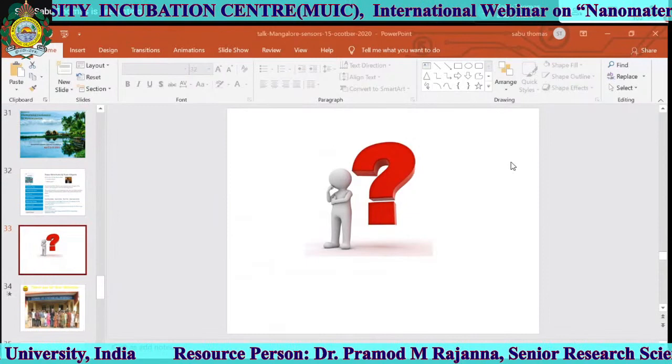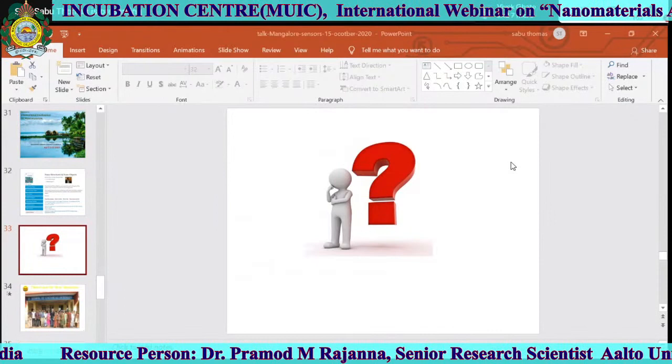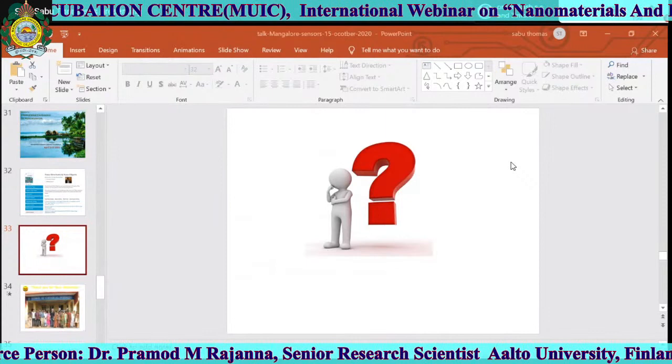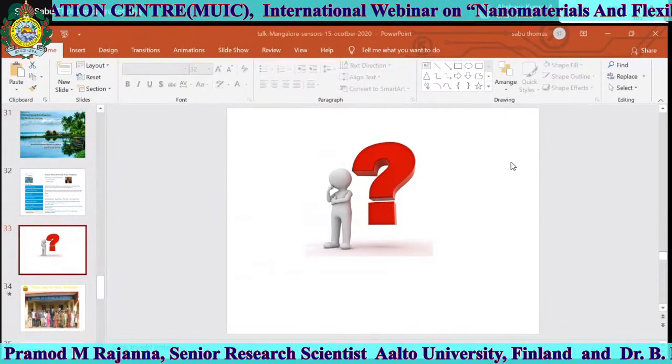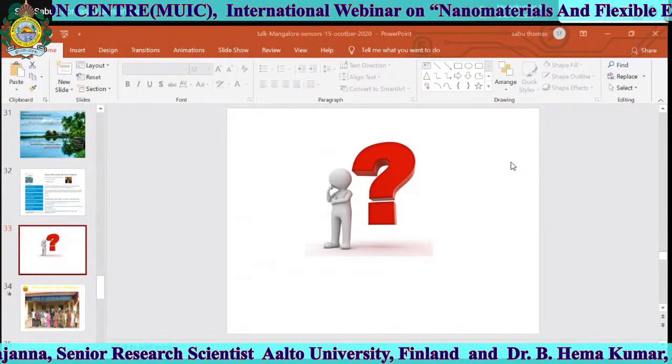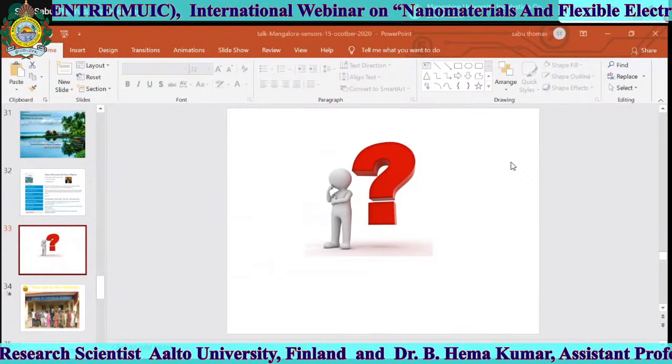We made use of a solution casting process. We made use of the latex compounding technique. We also made use of freeze drying and mechanical mixing. So we are really interested in working on this topic, for developing a variety of materials. So I'm happy to collaborate with you. If you're really interested, we can work together and we can develop many materials, conducting materials.